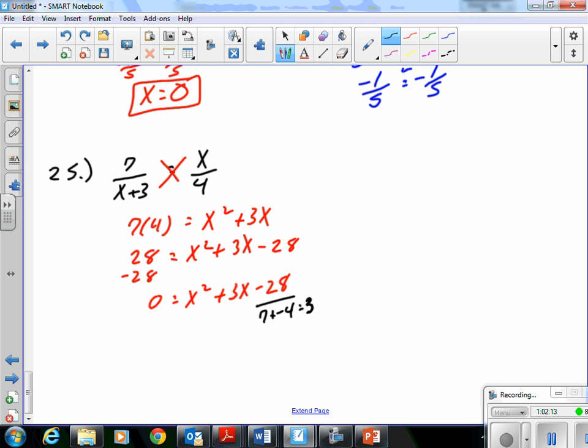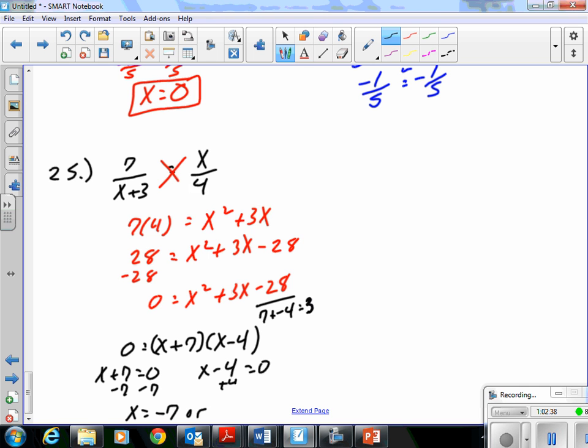So that's going to factor to 0 equals (x plus 7)(x minus 4). Now once we got it factored, we take each part, set it equal to 0, so x plus 7 equals 0, and x minus 4 equals 0. Move the 7 over, so we got x equals negative 7, or add the 4, we get x equals positive 4. So x equals negative 7 or x equals 4.